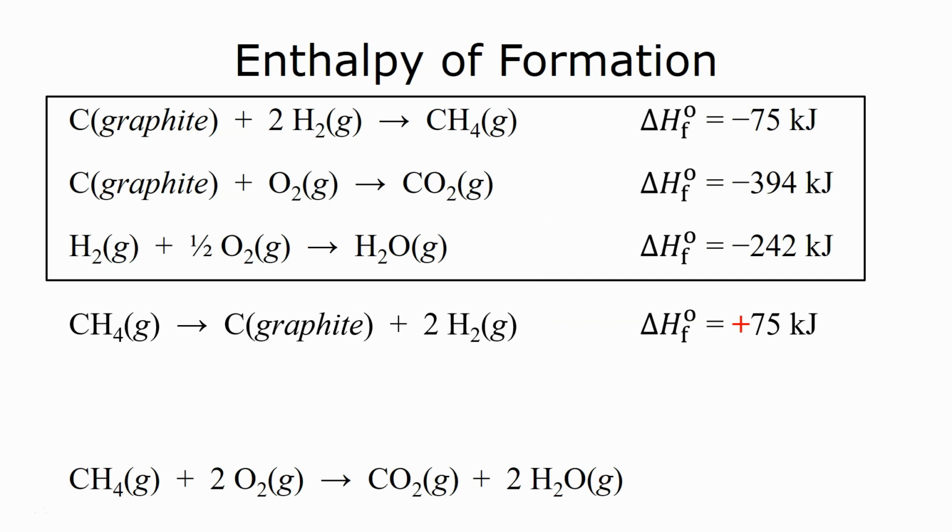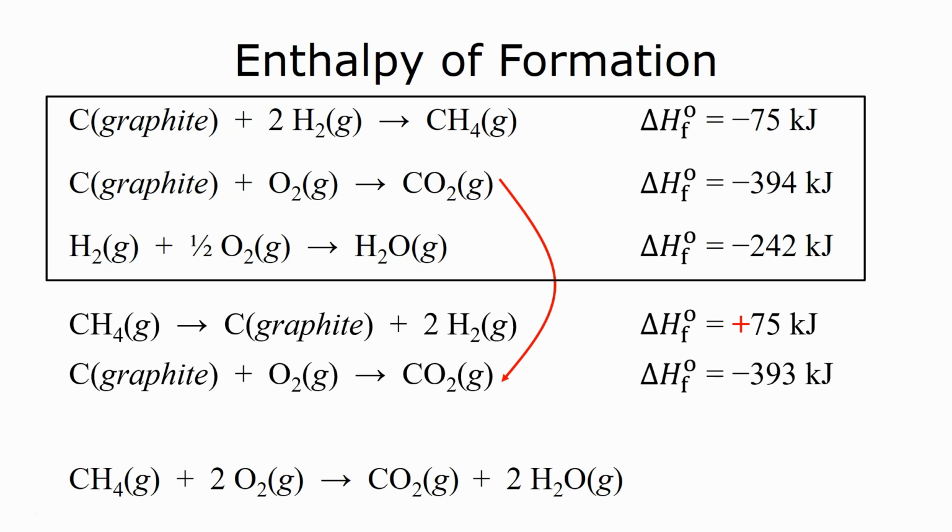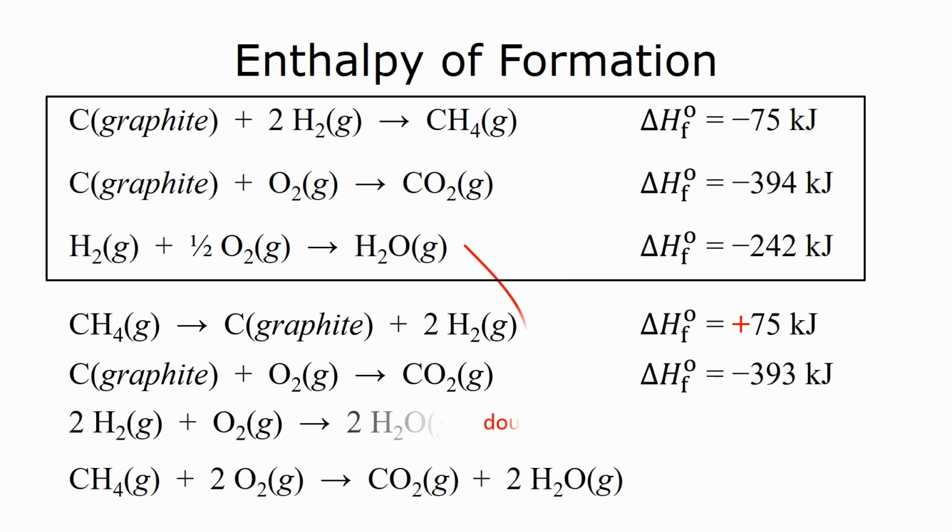Now the next one, we have carbon dioxide. Carbon dioxide is on the correct side. It's a product, so we're not going to do anything with this one. We're going to keep its enthalpy of formation the same. And then finally, we have the enthalpy of formation of water. Well, it's on the product side, but we need 2 of them. So we're going to have to double this reaction, and therefore we're going to double the enthalpy of formation from negative 242 to negative 484.